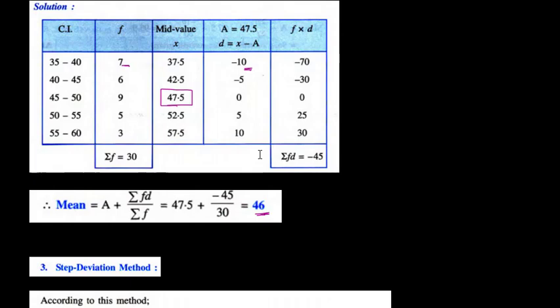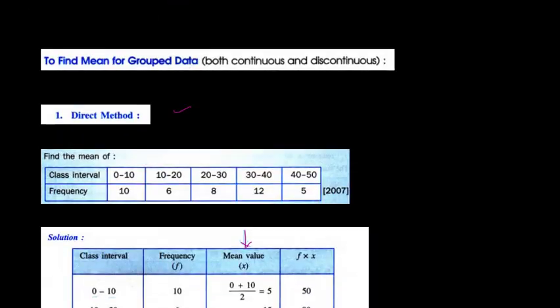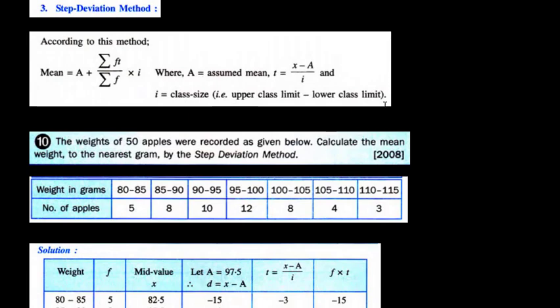If it is a discontinuous class, then also you can find out the value of i. In that case, what you have to do, instead of subtracting the lower value from the upper value, just subtract the lower value of the first class from the lower value of the second class. Like here 40 minus 35. In this way, for a discontinuous distribution, you will get the value of i.